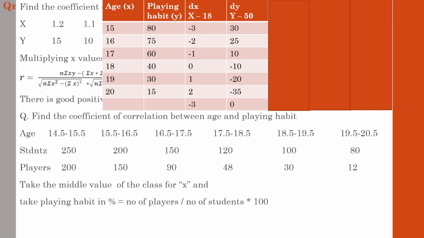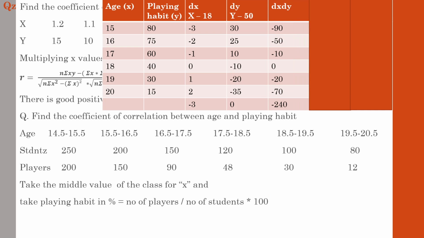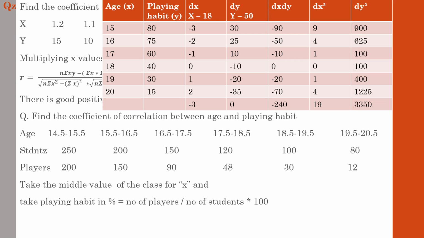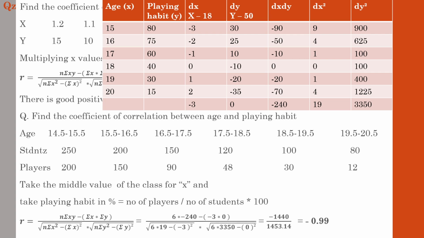Likewise, you need to find dy. I hope you know how to find dy. Next one, dx dy. Just multiply the value of dx with the dy, you will get dx dy. Next one, dx square, and finally dy square. Once you found all these columns, you need to take the total of dx, dy, dx dy, dx square and dy square, and just substitute these values in the equation.